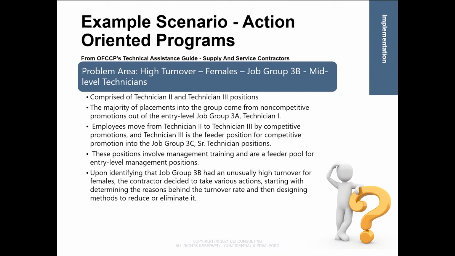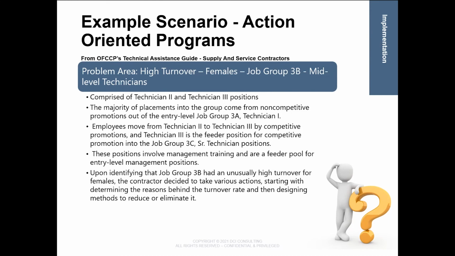The majority of placements into the group come from non competitive promotions out of the entry level job group 3A, Technician 1. Employees move from Technician 2 to Technician 3 by competitive promotions, and Technician 3 is the feeder position for competitive promotion into Job Group 3C, which is the senior technician positions. And those senior technician positions involve management training and are a feeder pool for entry level management positions.